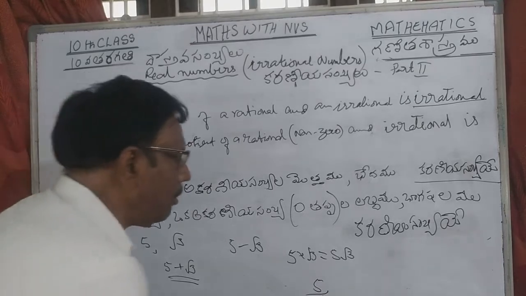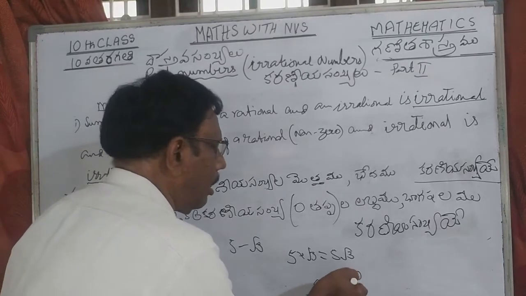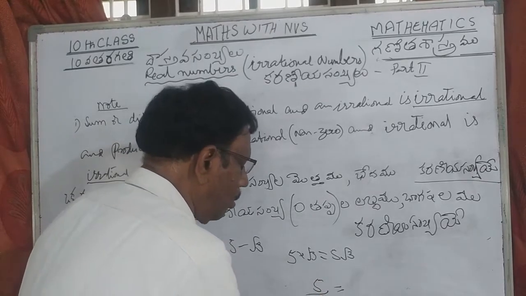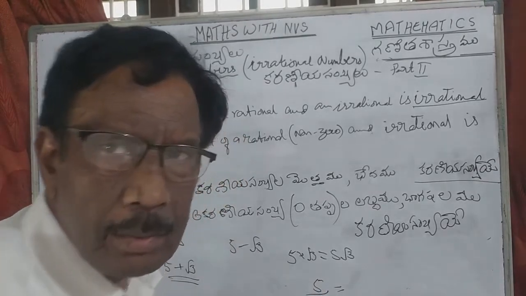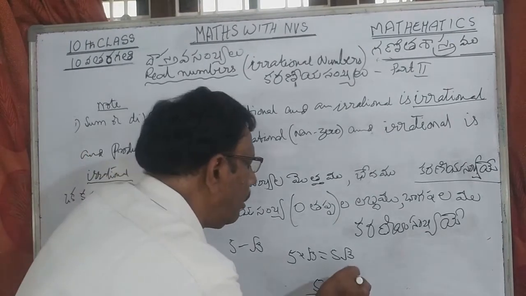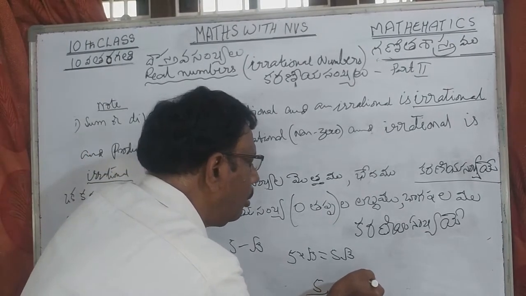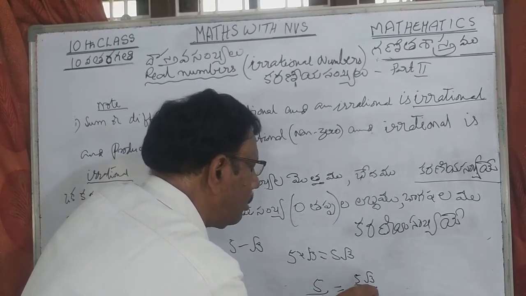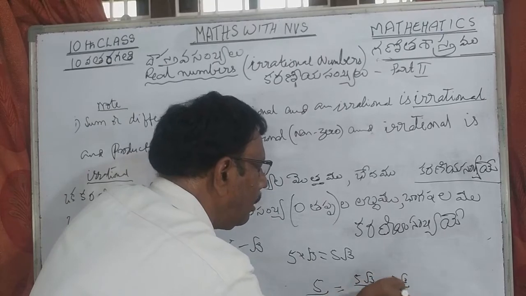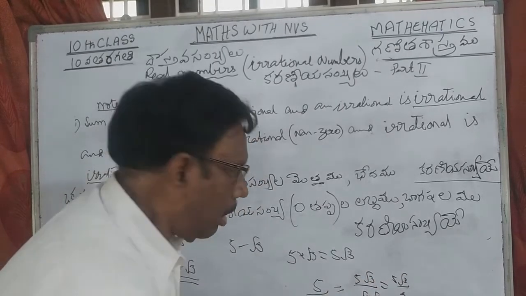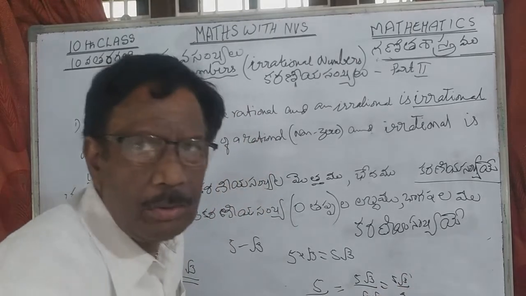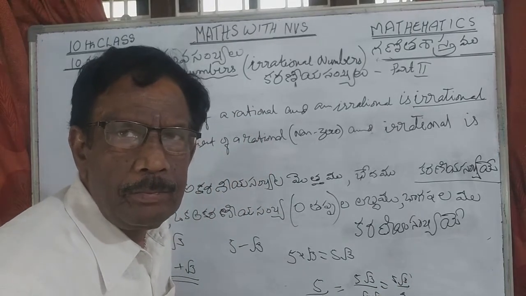So let us simplify it. 5 by √3, if you simplify it, the quotient is always irrational. Quotient is also irrational. You cannot divide it like that. But we can simplify it by multiplying both numerator and denominator with √3. That is equal to 5√3 by 3. Also irrational. Whenever we find √3 irrational, then the entire simplification is also irrational.